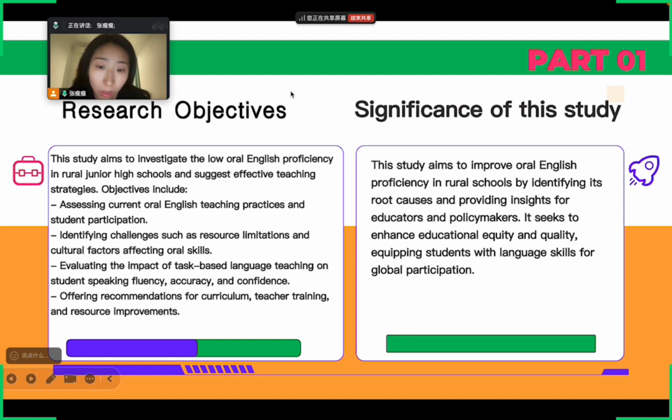The importance of the research is to find out why oral English is poor to boost the level, offer ideas for educators and others, help with educational fairness and quality improvement, and assist students in getting the language skills for worldwide communication.